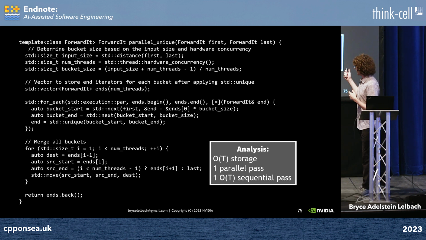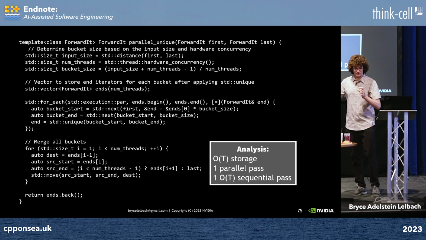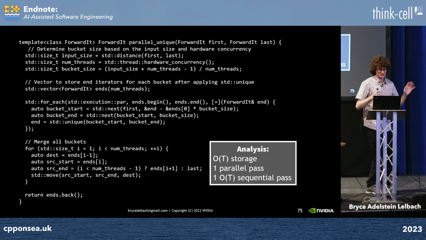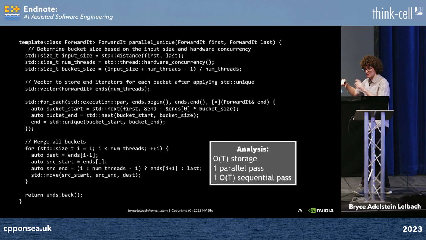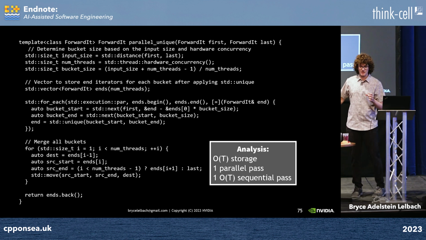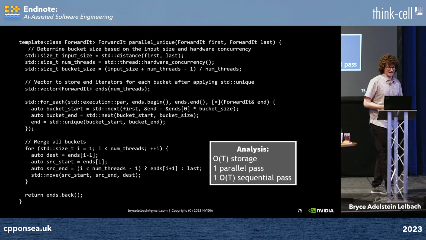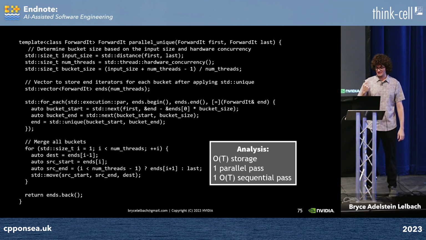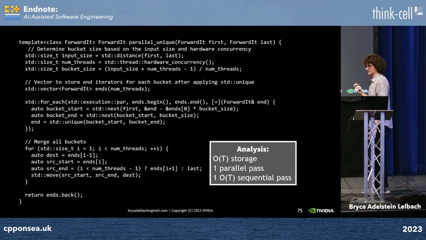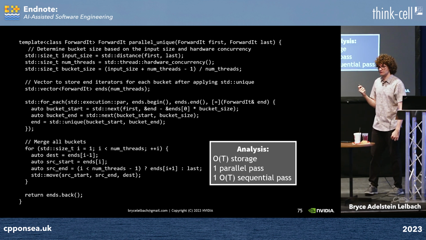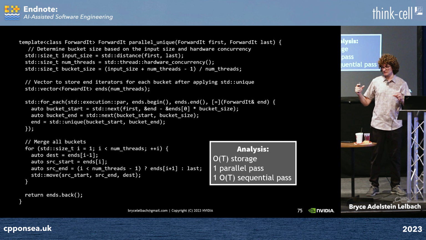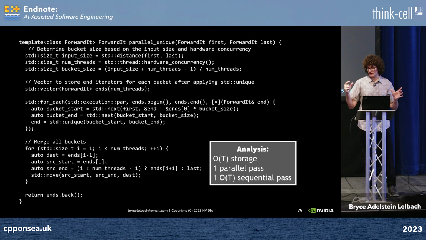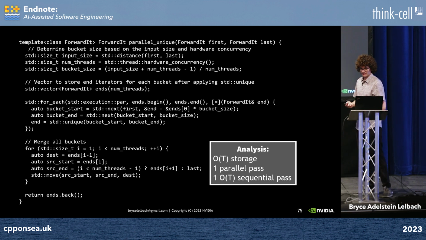So this solution is going to have O(number of threads) storage and one parallel pass, which is good, but then it's going to have a sequential pass, which will be O(number of threads). That's going to be slow if I have a lot of threads, and I have a lot of threads. That second pass is going to suck. It will be a bottleneck. So what I'm essentially looking for is for all O(N) or O(number of threads) operations to be parallelized, and the only operations that can be sequential are O(1) operations.